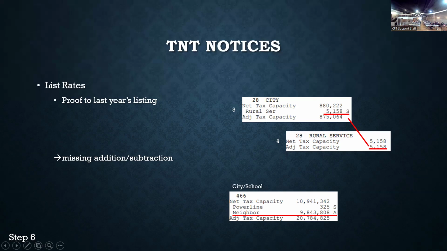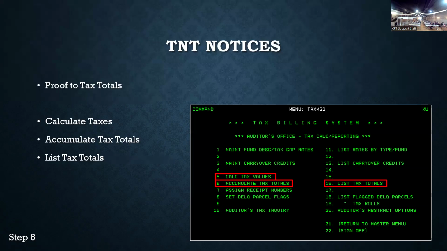Like, did you have an addition last year and you don't this year? Did you have a subtraction last year and you don't this year? It's a really easy spot to catch all that stuff. The other thing you do to prove is you calculate, accumulate, list. Go into your taxes, calculate your taxes, accumulate your tax totals, list your tax totals. You can prove your tax totals back to your rates.